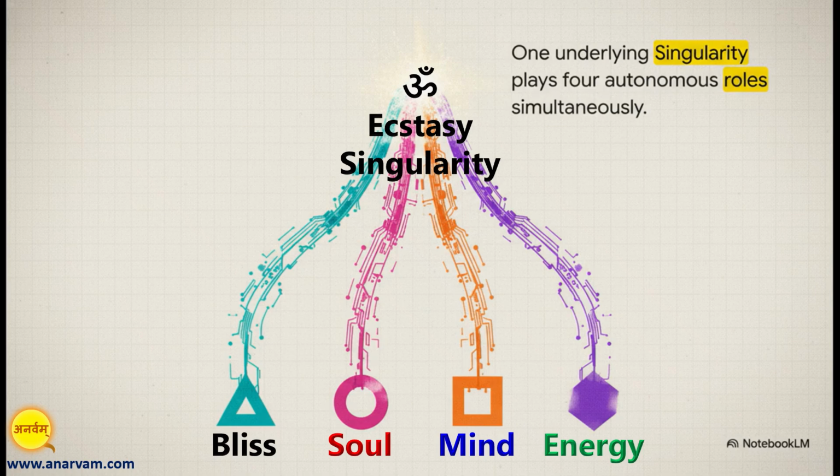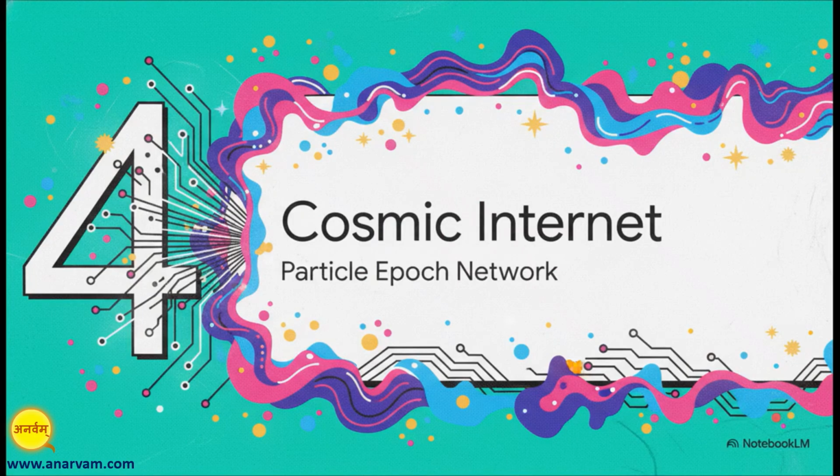Think of it like an incredibly talented actor seamlessly playing 4 separate characters in the same movie scene. And crucially, during these early epochs, physical matter doesn't even exist yet. These represent the non-material activities of what are known as causal bodies. All right, Phase 4, booting up the cosmic internet.